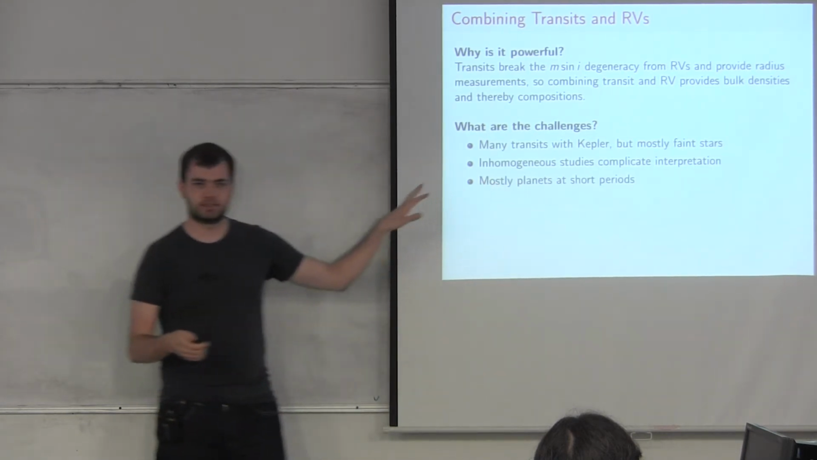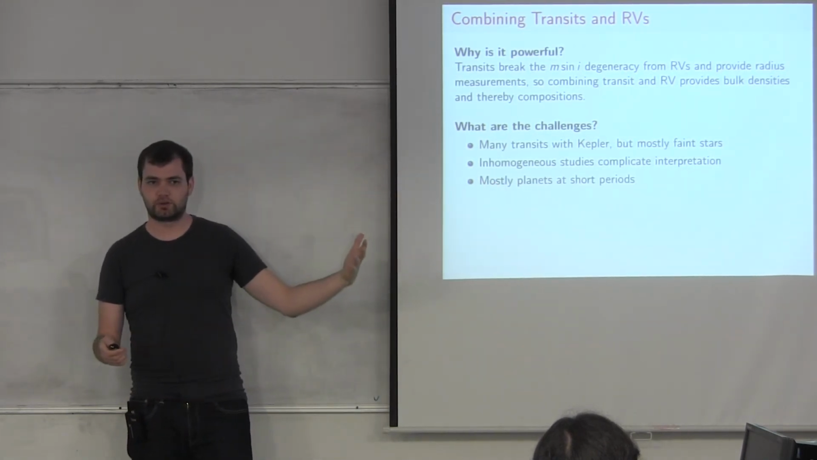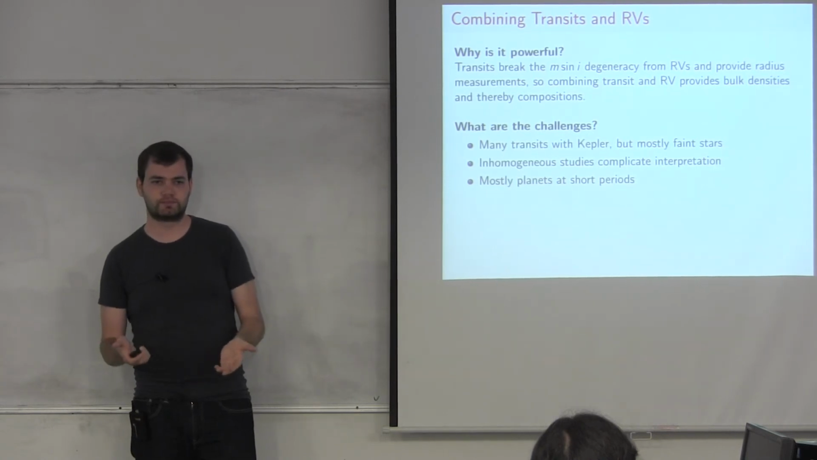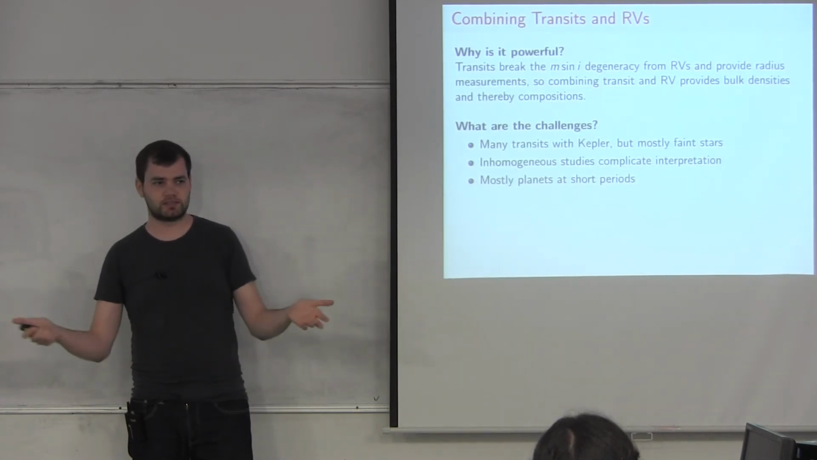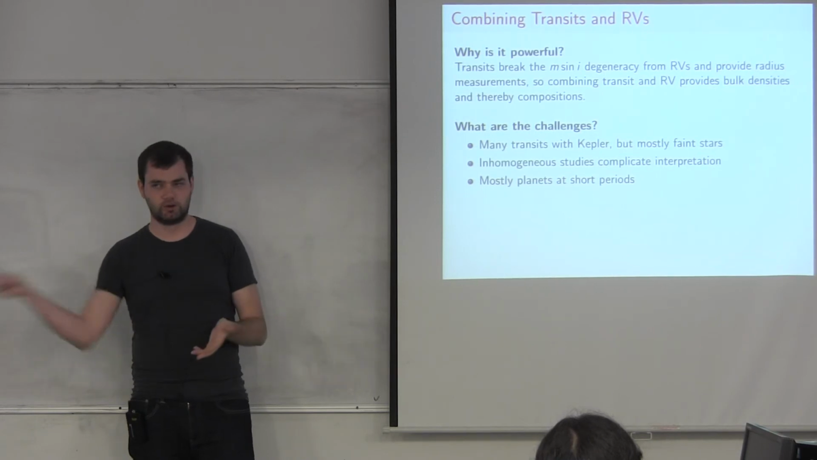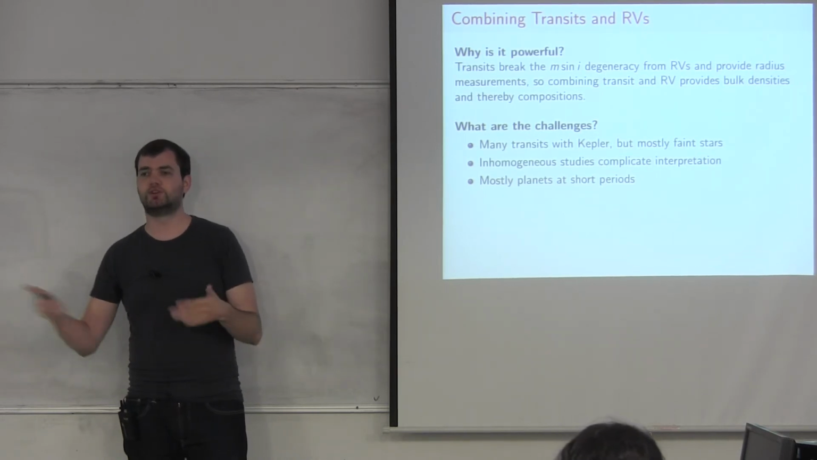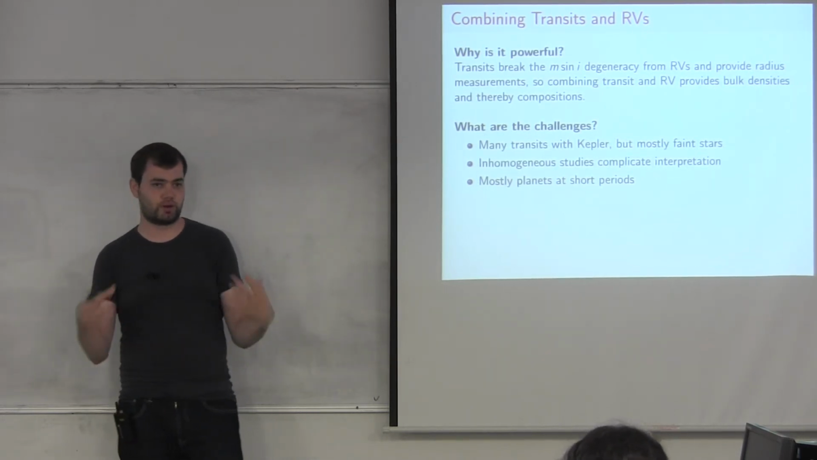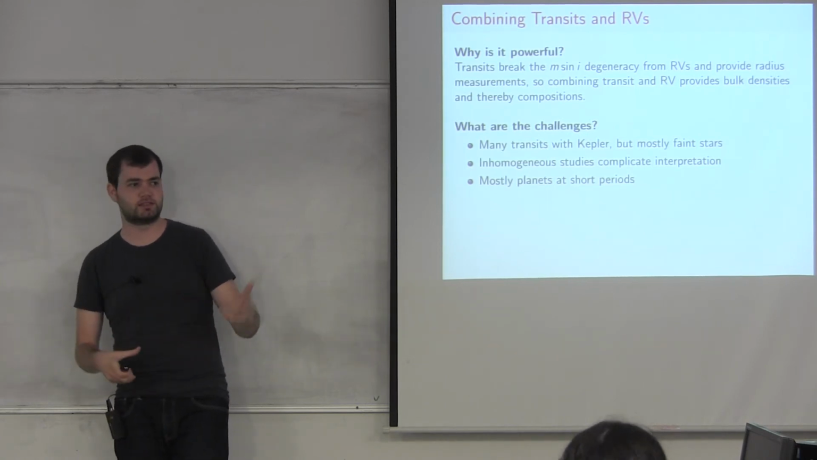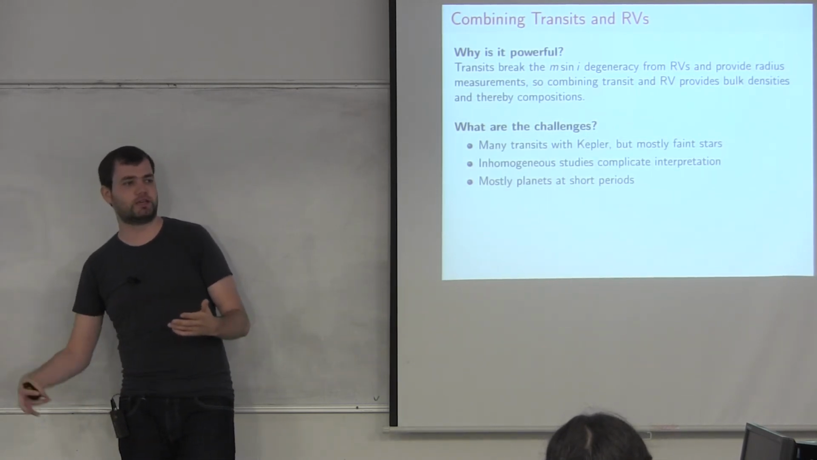The other one, this is less obvious, but transit work mostly gives you planets at short periods. By nature of transits, if we have a transit survey, the probability is low at long periods. So mostly, if you have transiting planets, they're at short periods. 10 days, 20 days, 30 days. Very few at 1 year, 2 years, and so on.